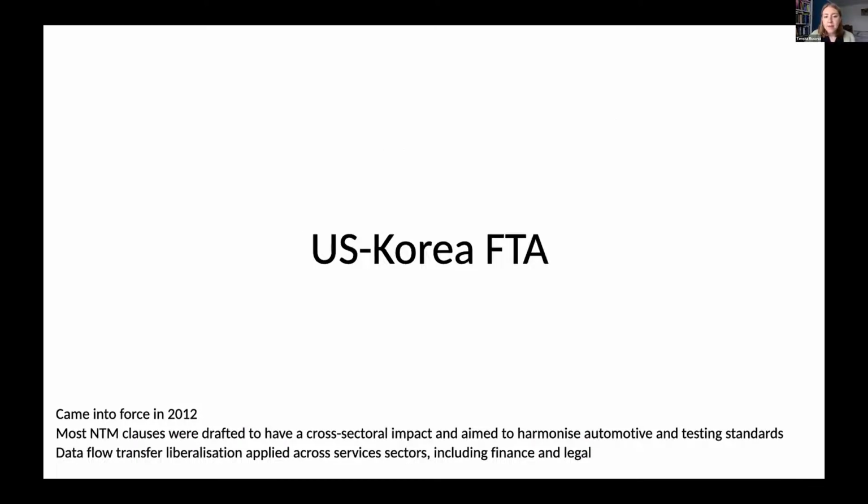And then as our last example, looking at the US-Korea FTA, which came into force in 2012, this FTA aimed to have more of a cross-sectoral impact and aimed to harmonize automotive testing and standards, but also targeted data flow liberalization, across a lot of services including finance and legal.